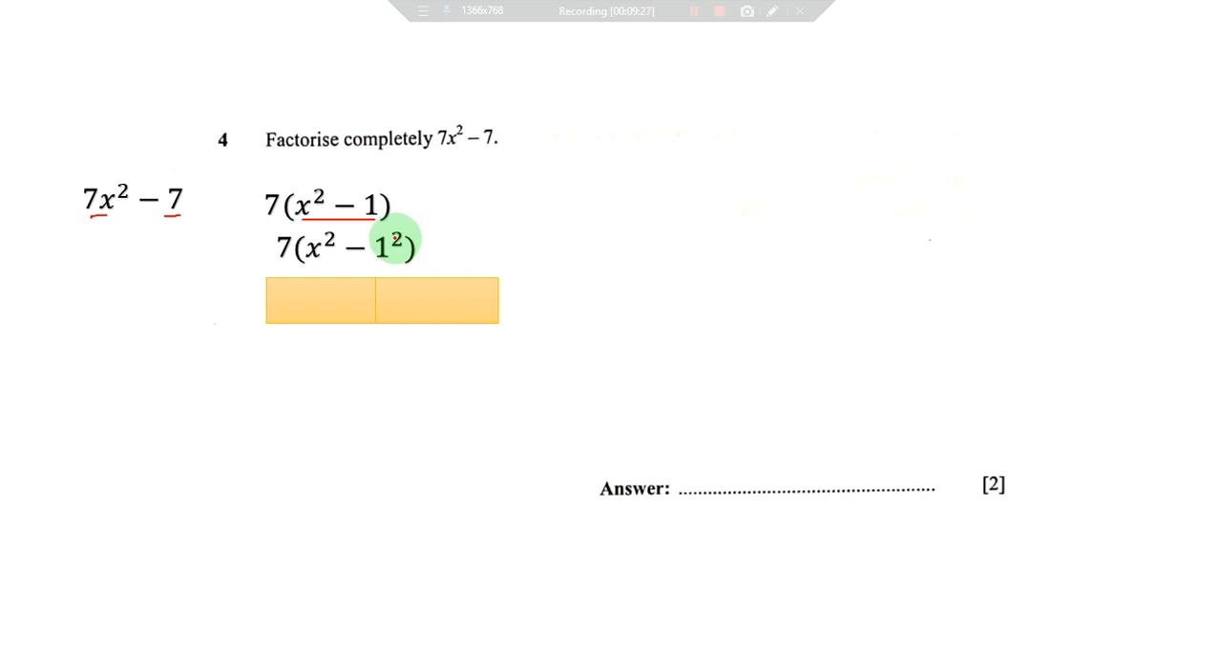Now, those are difference of 2 squares. So the first bracket is going to carry x minus 1. The second bracket is going to carry x, and then here we'll have a plus. The reason why we're putting a plus is because we are just emulating the format of difference of 2 squares, of perfect squares. So in this case, the final answer will be 7, open bracket, the first bracket will have a minus, the second bracket will have a plus. So that is our final answer there.